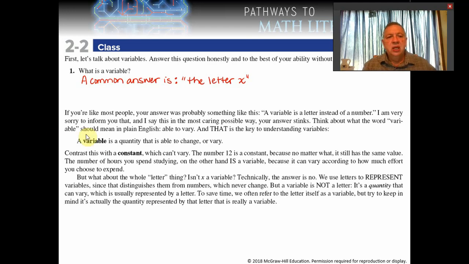Okay? So in formula, a variable is a quantity that is able to change or vary, and contrast that with a constant. If I have a number 12, that's a constant. It's not going to change anything.